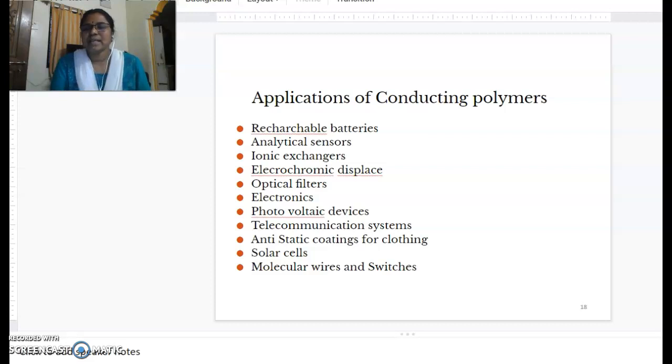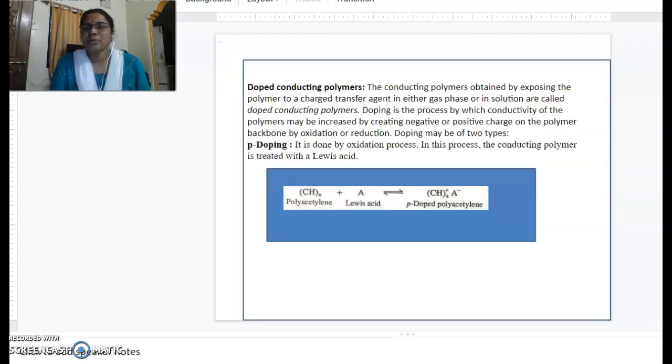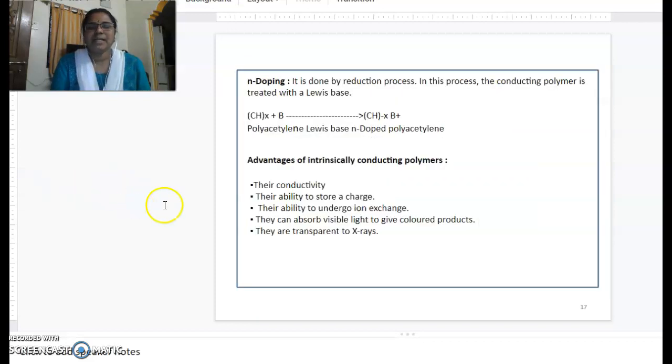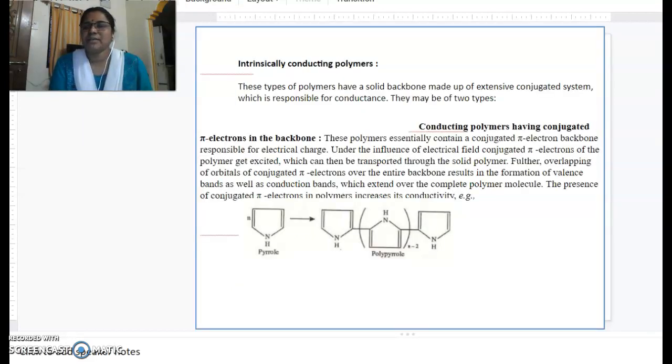Extrinsic conducting polymers are not included in your syllabus, but I will explain a little bit. Please listen. I have not included the slide, but still I will explain a little bit. Extrinsic means by adding external reagents. So what are the two types present in this? I will show you the slide.